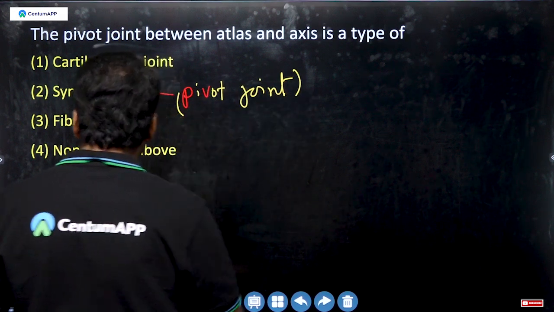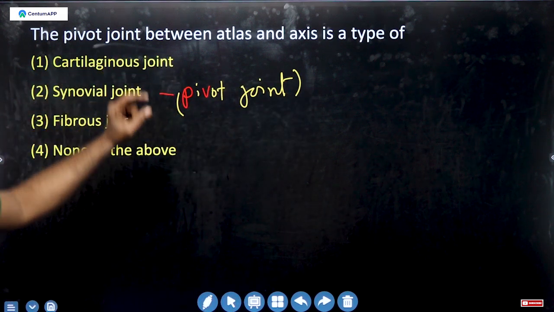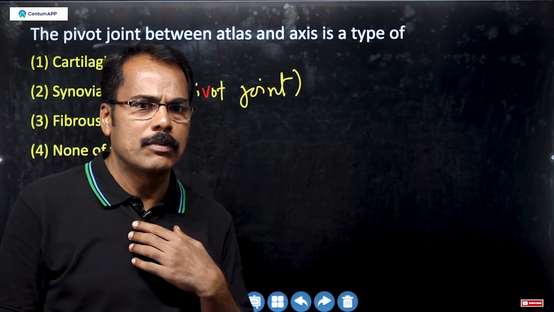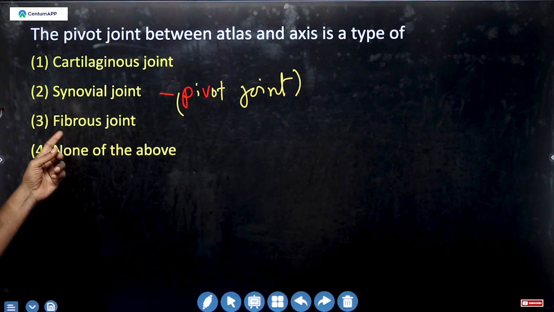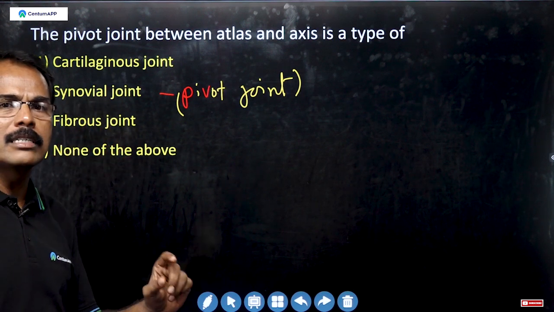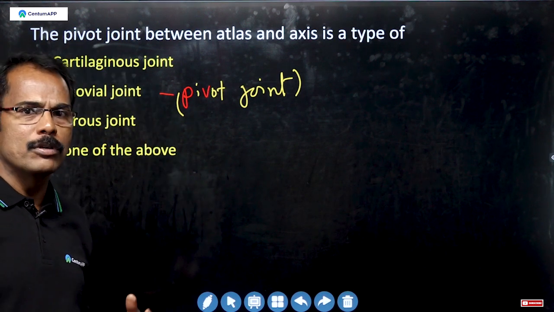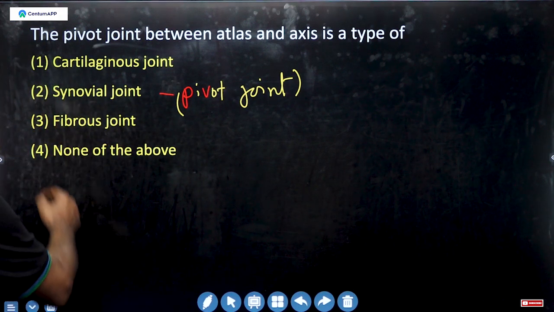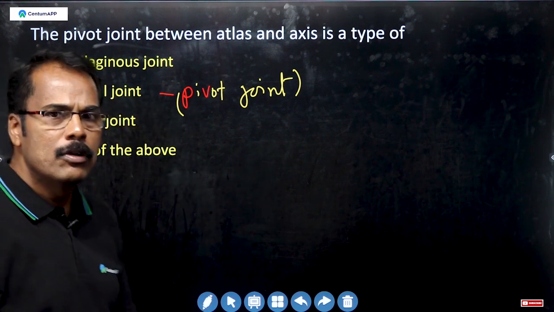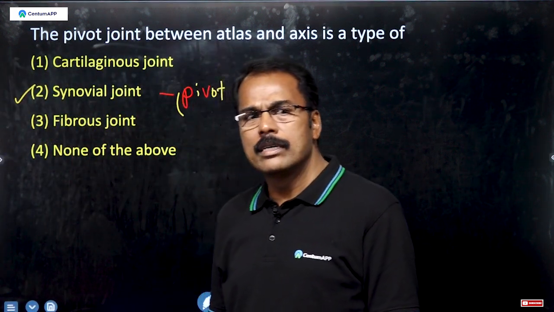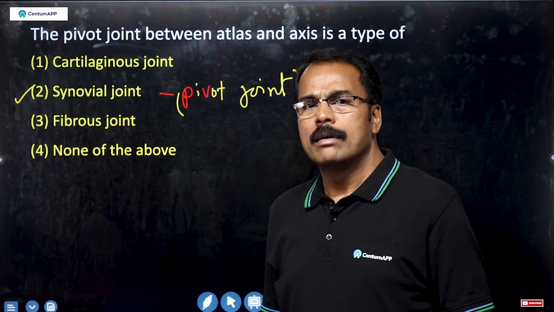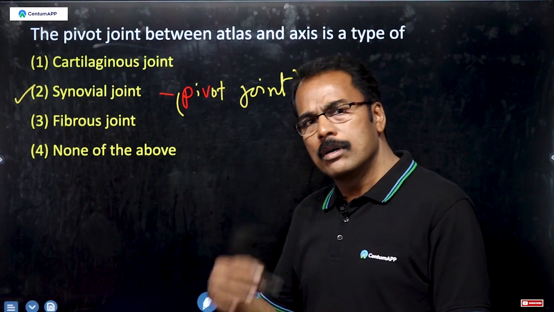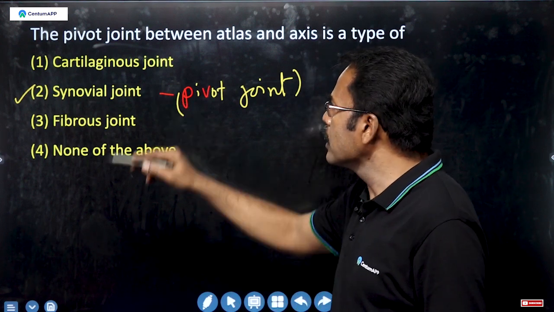Whereas the cartilaginous joints are found where the ribs attach to the sternum, and also the pubic symphysis. Next, fibrous joints, the best example being the skull bones, right. Next, none of the above. So, our option is synovial joint. Synovial joints can move with the help of synovial fluid. The synovial fluid is present between the atlas and axis, which can rotate in some directions. So, the option is synovial joint.